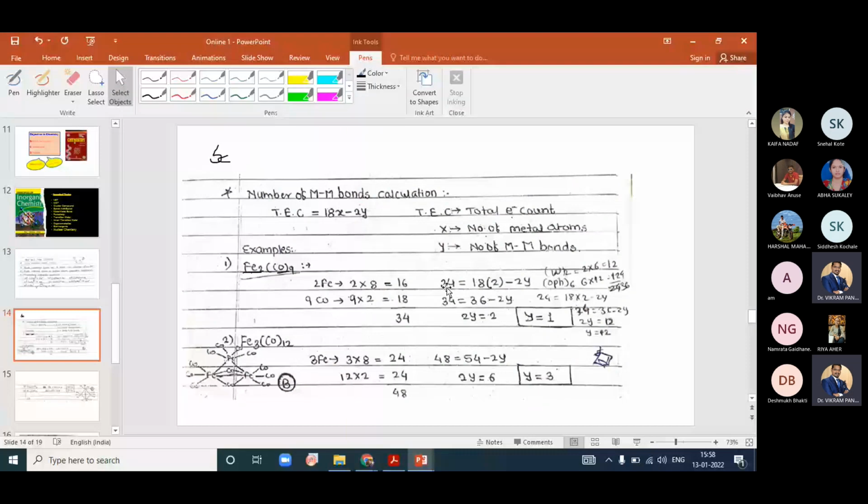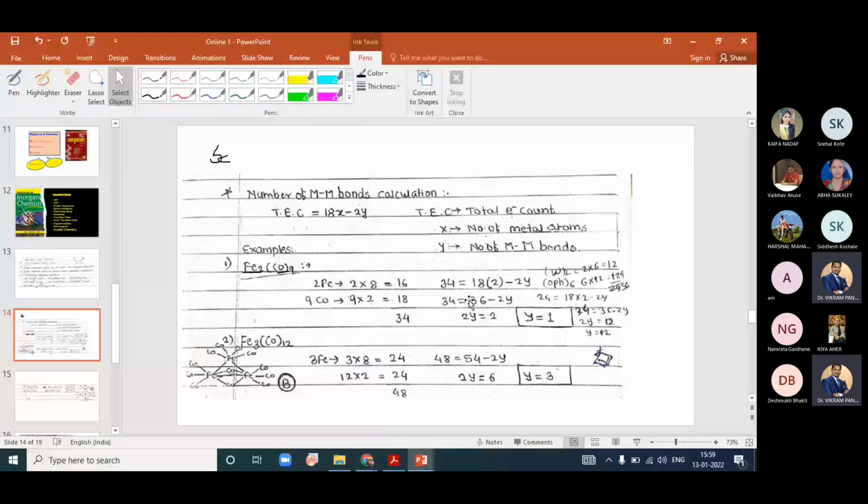So just put this value here, equal to 18x. x means the number of metal atoms. How many metals are there? Two metals are there. So just put in the value here, minus 2y. So 34 is equal to 36 minus 2y. So 34 will come here and 2y will come here, so it will become positive, and 36 minus 34 becomes 2.